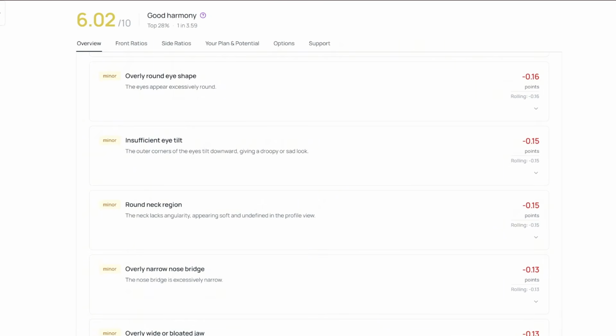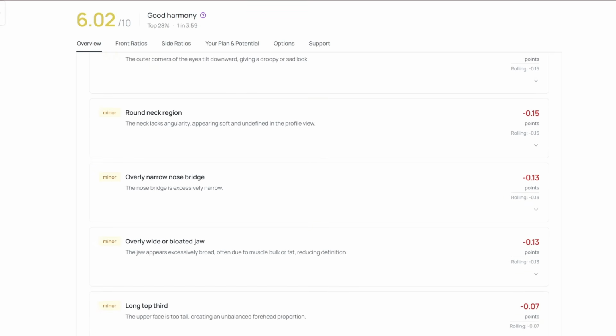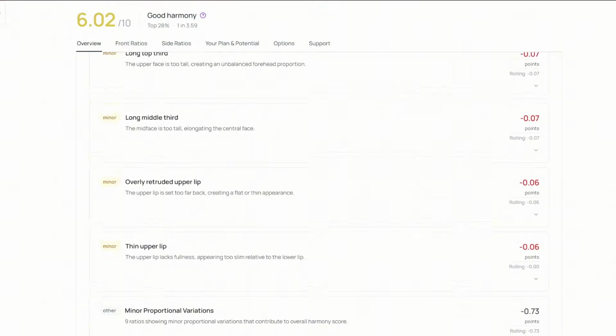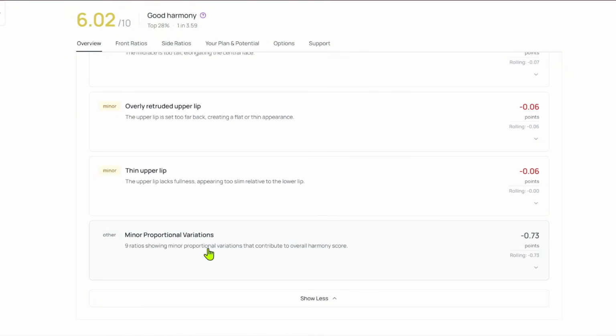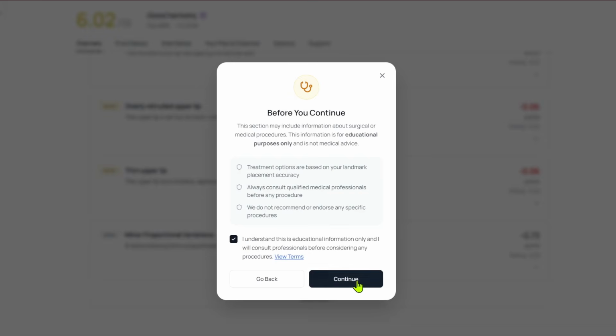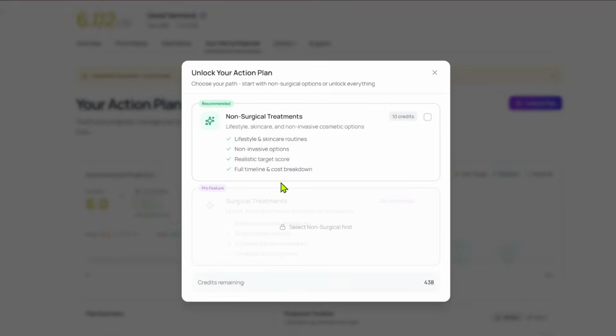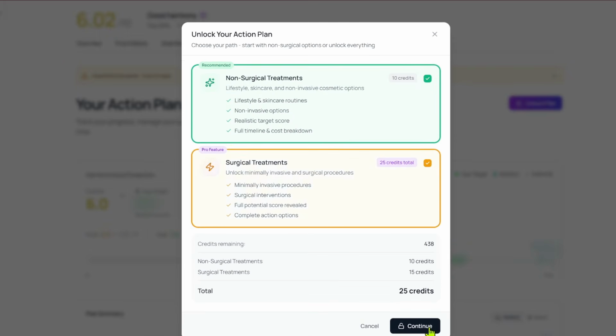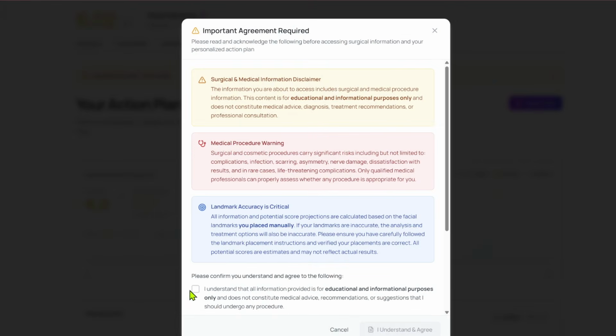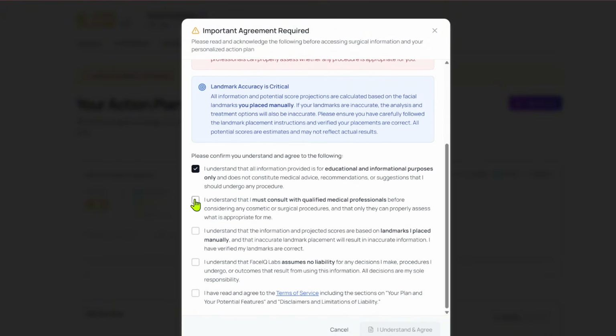Around the neck region, the neck lacks angularity, appearing soft and undefined in the profile view. Overly narrow nose bridge. And then his minor proportional variations, so they don't fit into specific categories, is a minus 0.73 points. Let's see his final surgical plan and his non-surgical options. Basically, his action plan to maximize his visual attractiveness. And you can just make sure you agree to this and you read the terms.